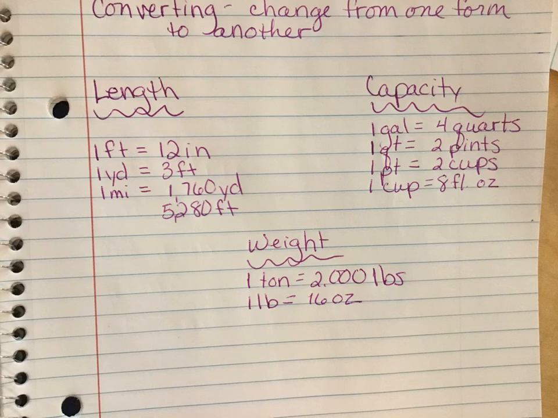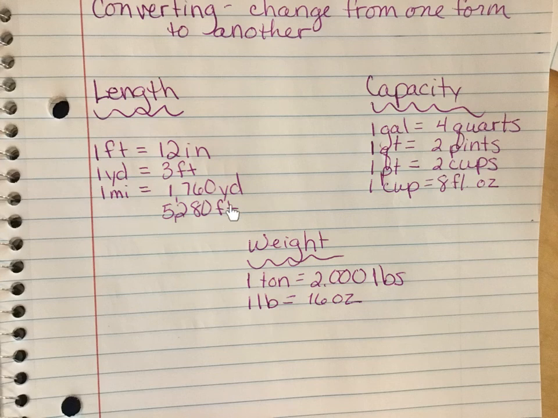So I want you to write this in your notebook. The more we write it, the more it's in our head. We're going to do length first. In 1 foot, it's going to have 12 inches. 1 foot is 12 inches. Bigger than that, we have 1 yard is 3 feet. Bigger than that, we have 1 mile is 1,760 yards, or 5,280 feet.